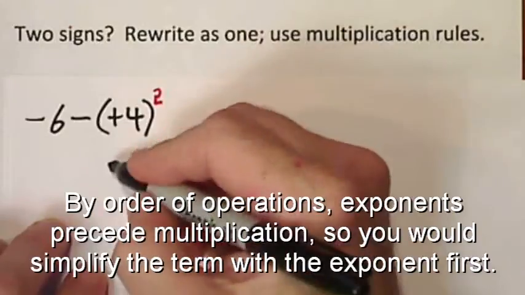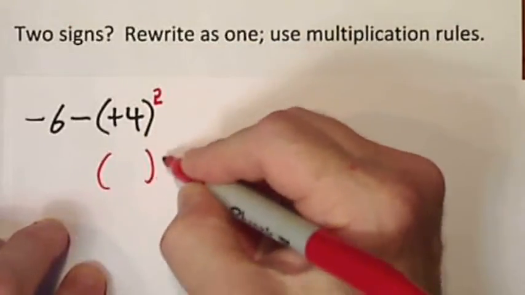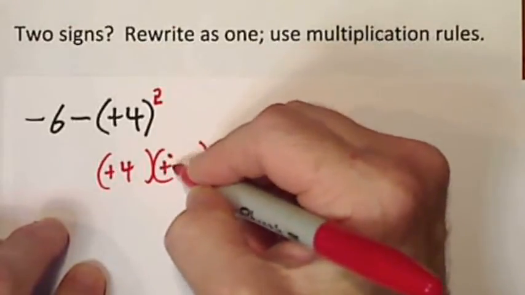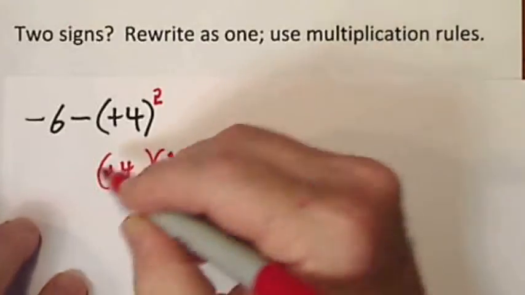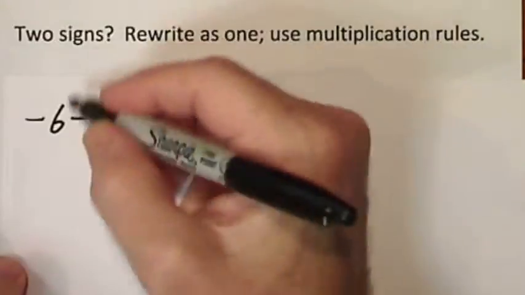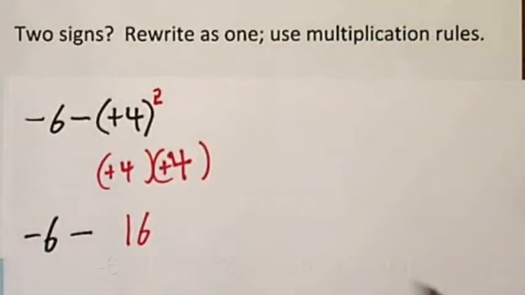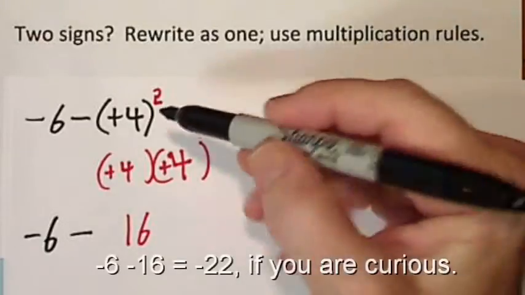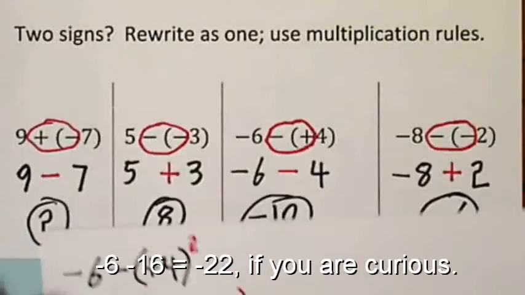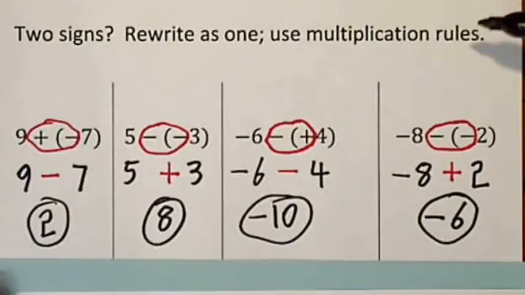This actually means, just real quick, that you have two sets of parentheses, each with a positive 4. The result of that would be a positive 16, and then you would bring down everything else. But we're not covering that now, okay? But again, as long as that exponent's not there, you can simply rewrite as one sign using the multiplication rules, and you're fine.